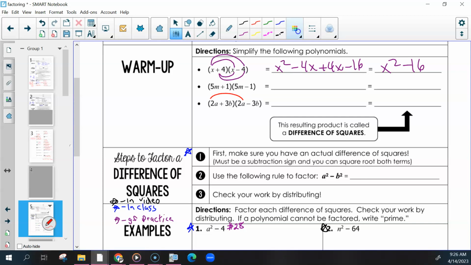2a times 2a, what would that give us? 4a squared. 2a times negative 3b. Negative 6ab. 3b times 2a, 6ba. That order does not matter because you're still going to combine them at the end. And then 3b times negative 3, negative 9b squared. Okay. Same thing, the middle cancels, so we have 4a squared minus 9b squared.